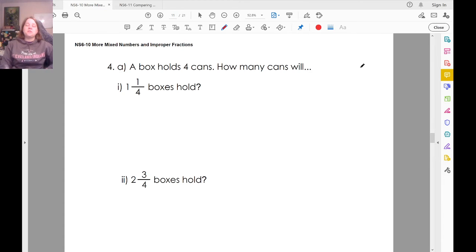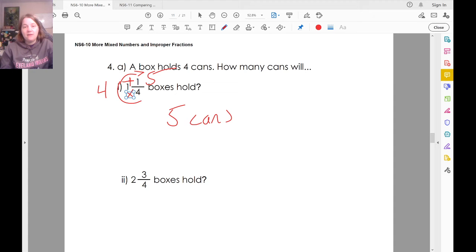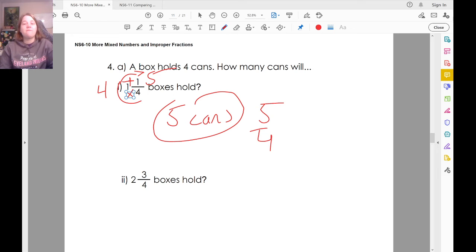So a box holds 4 cans. How many cans will 1 1/4 boxes hold? So we can tell the box is split into fourths. So let's go ahead and convert that. 1 box of 4 would be 4, plus that extra 1 that's left over would be 5. So the 1 1/4 boxes will hold 5 cans. Not 5/4 of a can, because they want to know how many cans it will hold. So it will hold 5 cans.